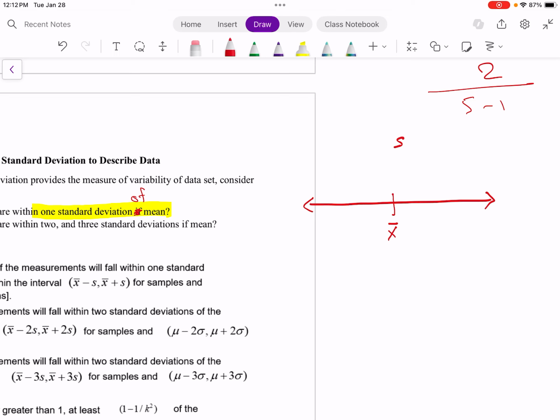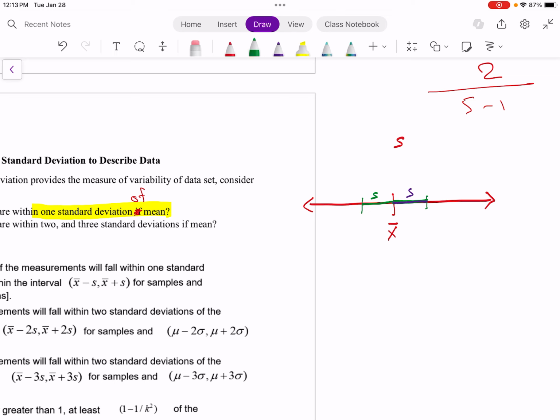Now, within one standard deviation of the mean means we will count the number of measurements from our mean to one standard deviation to the right, and one standard deviation to the left. So this distance is s, and this distance is s. We have our mean x bar, and we are trying to find the number of measurements within one standard deviation to the right and one standard deviation to the left.